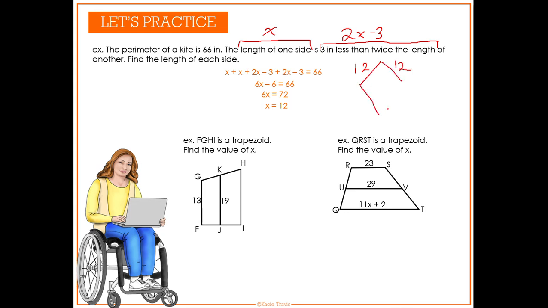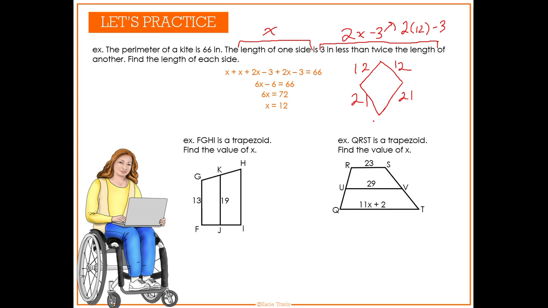And then for the bottom sides, we got to go through and plug it back in. So let's plug it back in. We got 2 times 12 minus 3. 2 times 12 is 24, and 24 minus 3 gets me 21, and that is our other two sides. So we got 21 and 21.